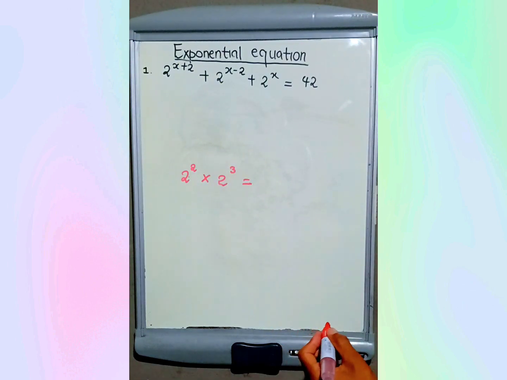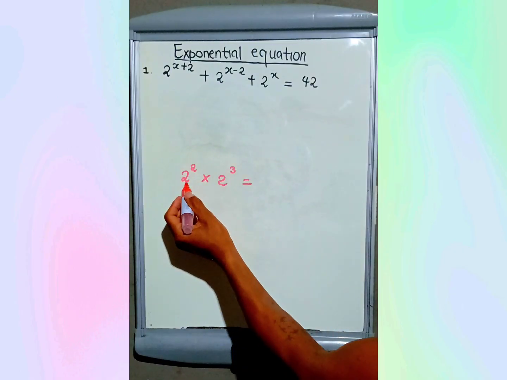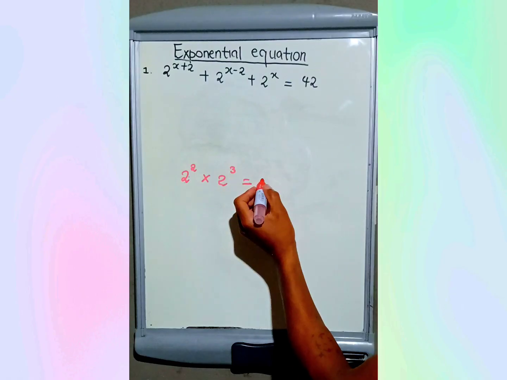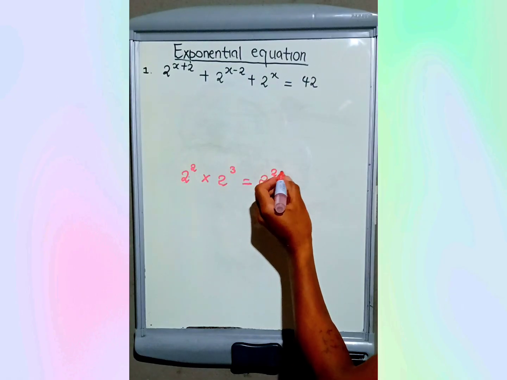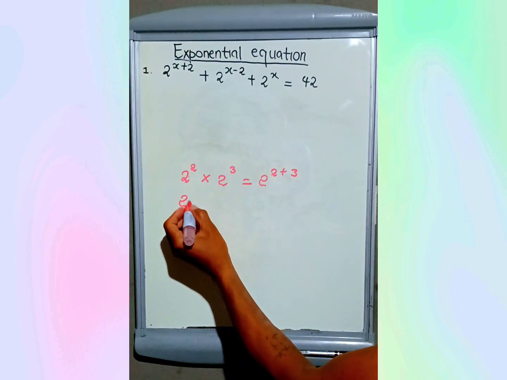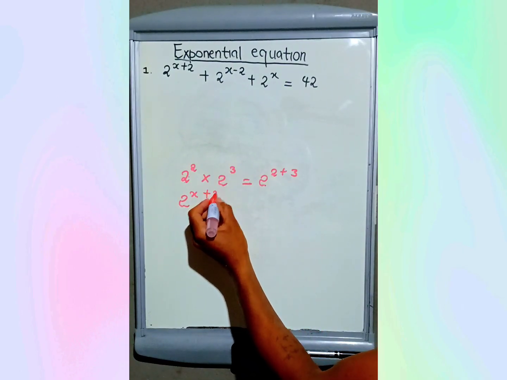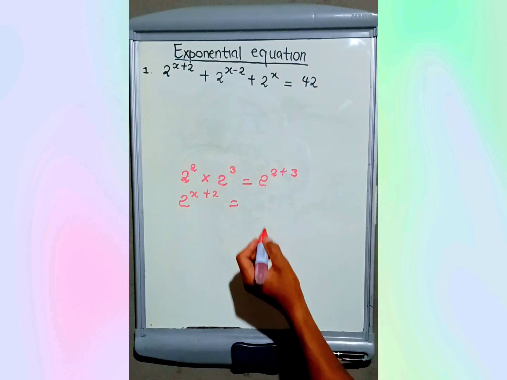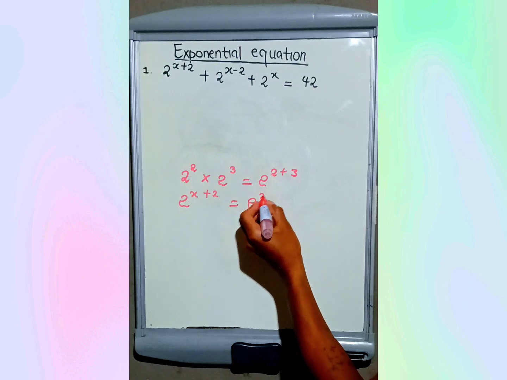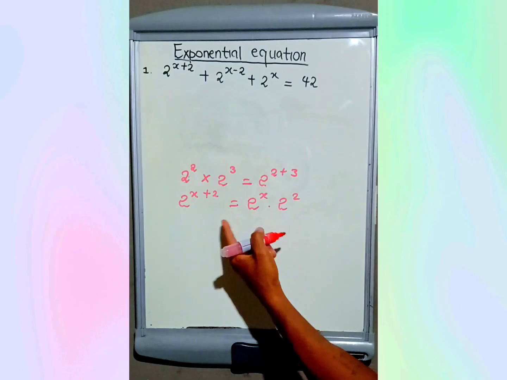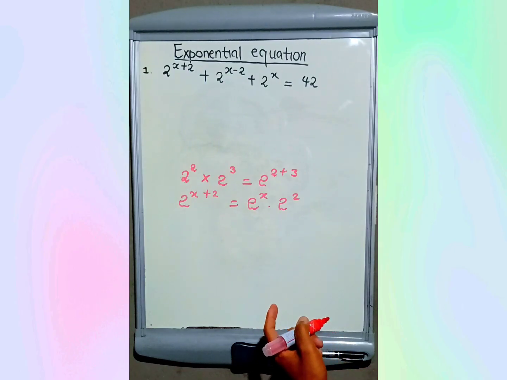The laws of exponents say that if you multiply two bases that are the same, we take one base and add the exponents. Do you see that? Then we have 2 raised to x plus 2. That is the product rule. It says that it is the same as 2 raised to x times 2 raised to 2. Why is it the same as 2 raised to x times 2 raised to 2? Because it's the law of what?